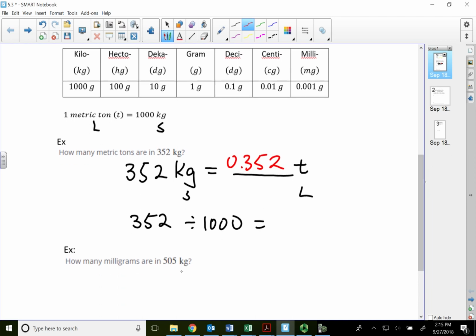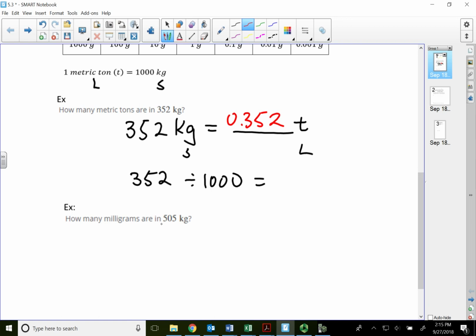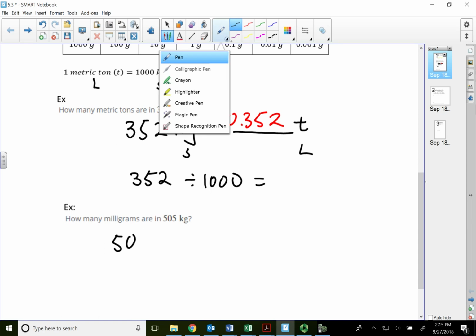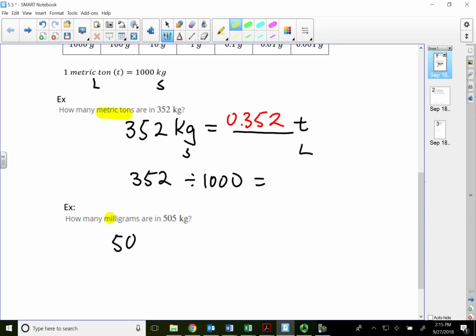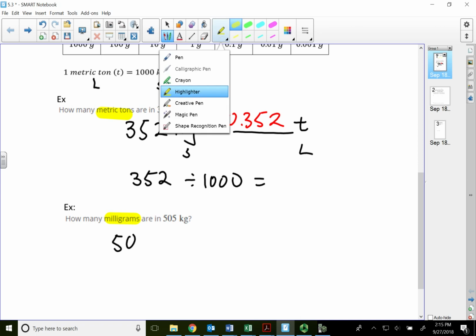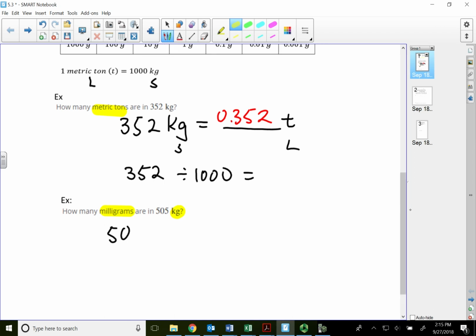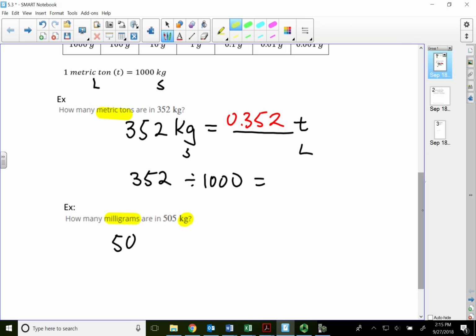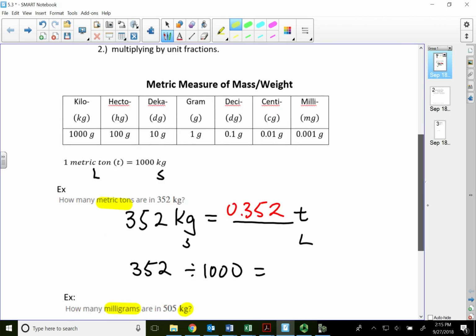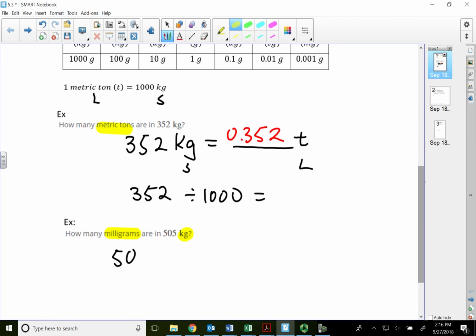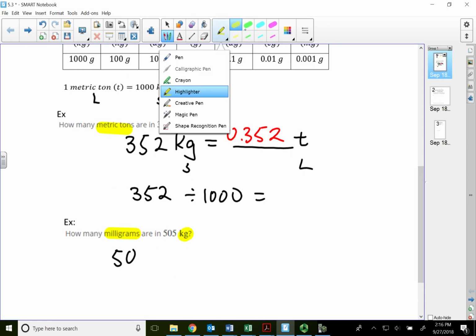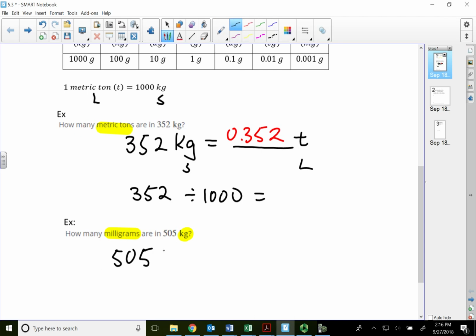Another example: how many milligrams are in 505 kilograms? We always have to watch out for the units. What units are we converting? When you hear the word milligram and you read kilogram, this is a conversion from metric to metric, so all we have to do is use the chart. This is not like dealing with areas or volume. So 505 kilograms needs to be converted into milligrams.